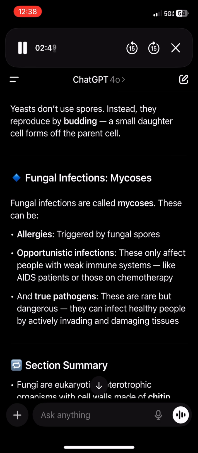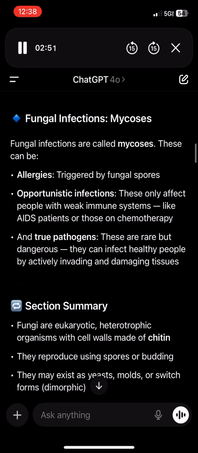Fungal infections, mycoses. Fungal infections are called mycoses. These can be allergies triggered by fungal spores, opportunistic infections. These only affect people with weak immune systems, like AIDS patients or those on chemotherapy. And true pathogens. These are rare but dangerous. They can infect healthy people by actively invading and damaging tissues.